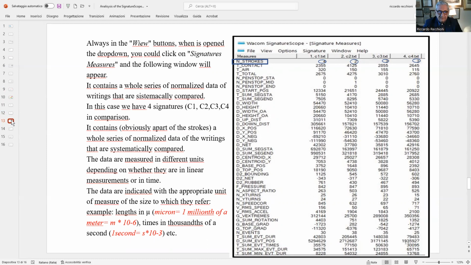For example, length is in microns. A micron equals one millionth of a meter, that is, a meter to the 10 minus 6. Times are in thousandths of a second: 1 millisecond equals a second to the 10 minus 3, etc.